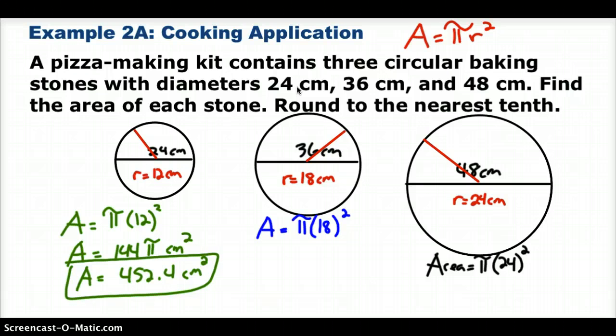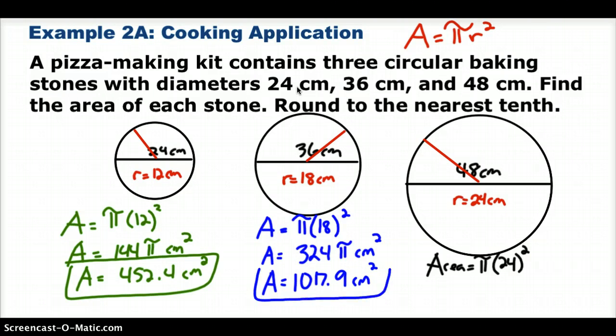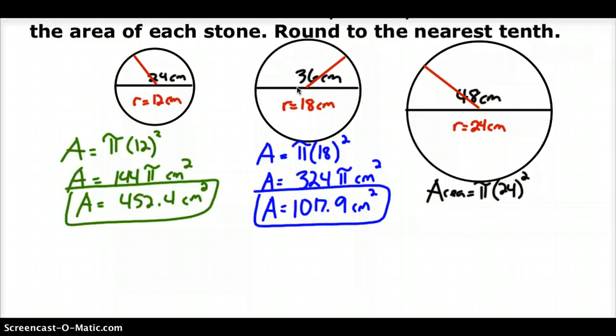Again, on our next one, the blue one with a 36 centimeter diameter, I would say that the area is going to be equal to, figure out what 18 squared is. 18 squared is 324, so we'll call this 324 pi square centimeters. Then we'll find our approximation for pi in our calculator, so press second and pi, and then multiply that by 324. And that's going to give me an area of 1017.9 square centimeters.